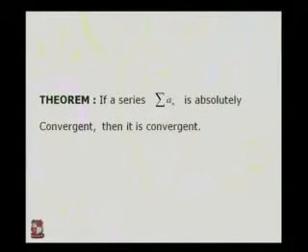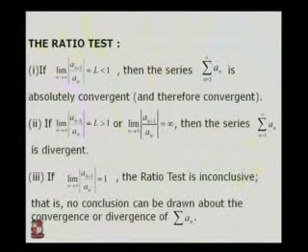We can look at this theorem: if a series Σaₙ is absolutely convergent, then automatically it is convergent. Now quickly move to the ratio test. This is D'Alembert's ratio test, which is the next most important method.